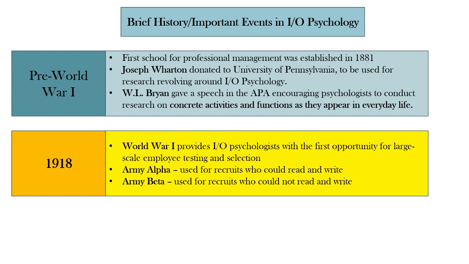Okay, in 1918, World War I provides IO psychologists with the first opportunity for large-scale employee testing and selection. I know for sure that this is famous to you, the Army Alpha and the Army Beta. Alpha is used for recruits who could read and write. We also have the Army Beta test, which was used for recruits who could not read and write.